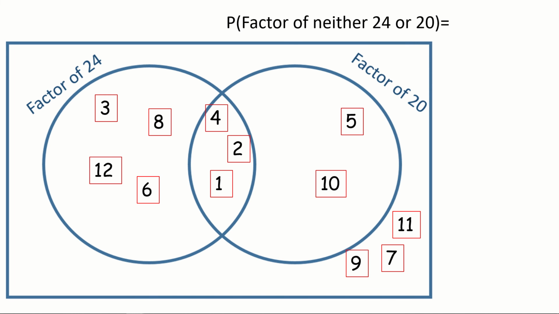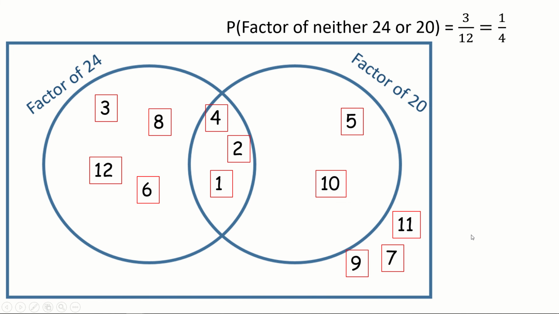And one more we'll look at is the probability of neither. So that's the ones on the outsides. There's 3 of them, 3 out of 12. That simplifies to 1/4. Okay, so that's calculating probabilities.